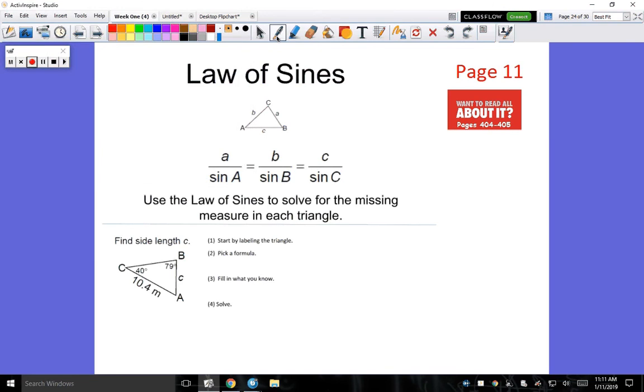Alright, so this is Unit 6. It is Day 2, Part B of Day 2. And we're going to be talking about law of sines and law of cosines.